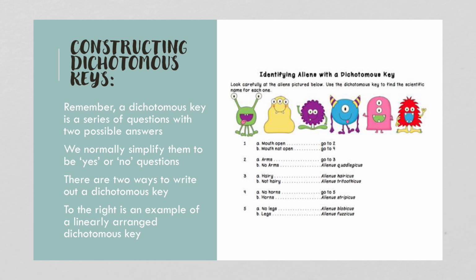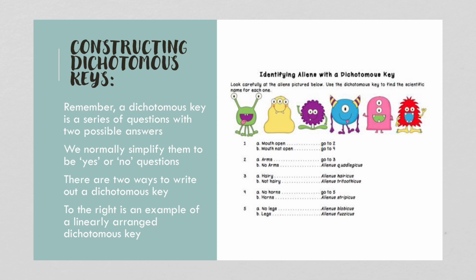So if we look at these aliens, say I want to classify this green one. I found this in the wild, and I'm going to try to figure out what animal, or alien, this is. So I look at it, I read the first question. Is the mouth open? If it is, go to number 2, and yes, it is open. So then, does it have arms? No. So it doesn't, so then it is the Alienus quadrilegis.